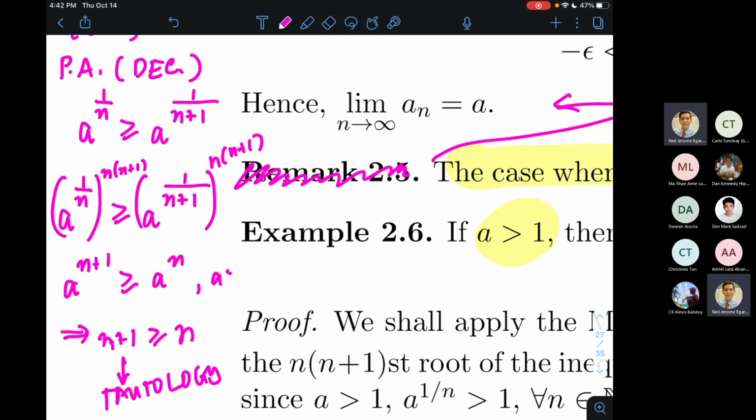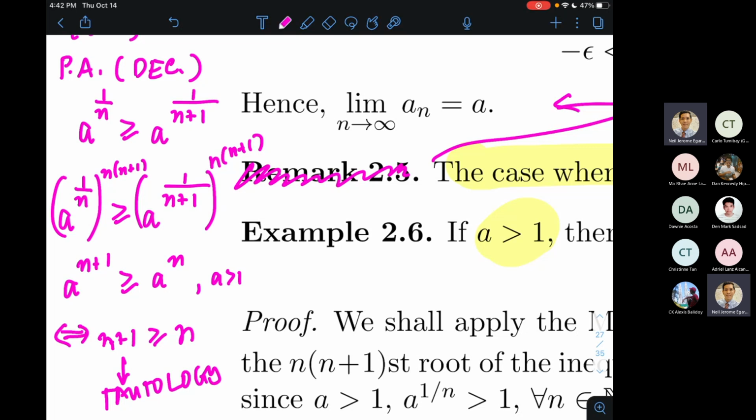But here provided that a is greater than 1. Kapag ka si a ay greater than 1, kapag ka mas malaki yung power of the same base, ibig sabihin mas malaki yung exponent niya. So we know that n plus 1 is greater than or equal to n, which is obviously true, right? Isa yung tautology. So that means we can start here. You can say, oh, obviously, n plus 1 is greater than or equal to n.